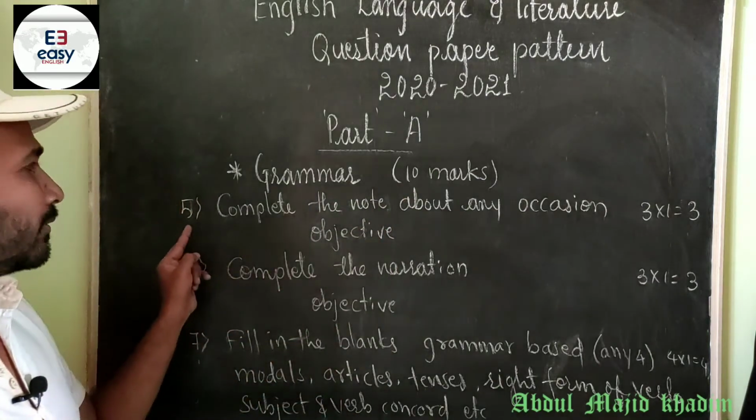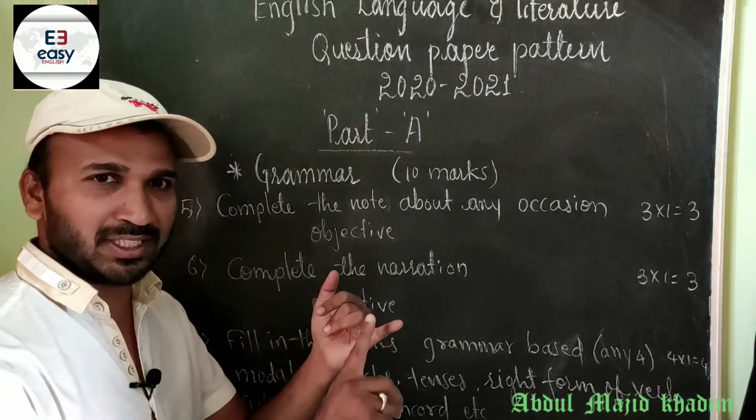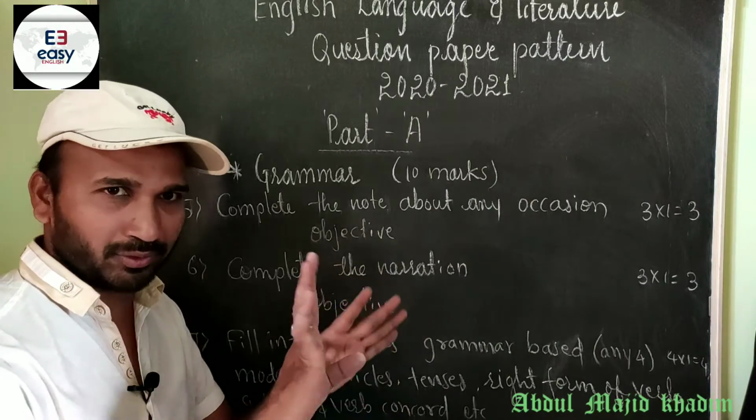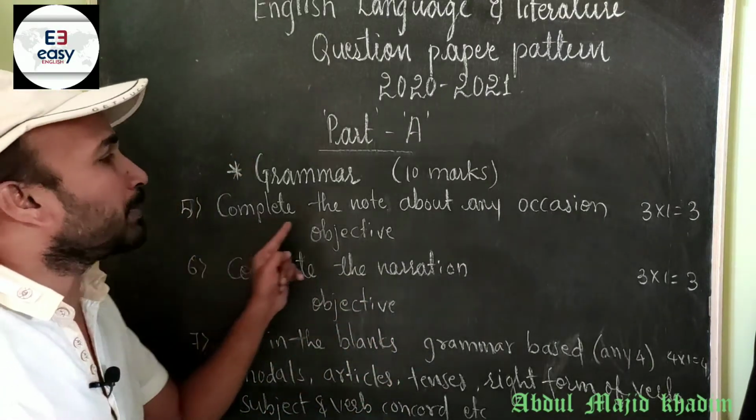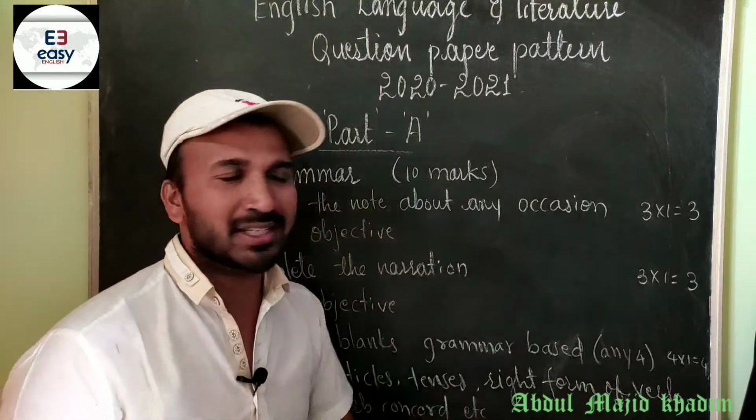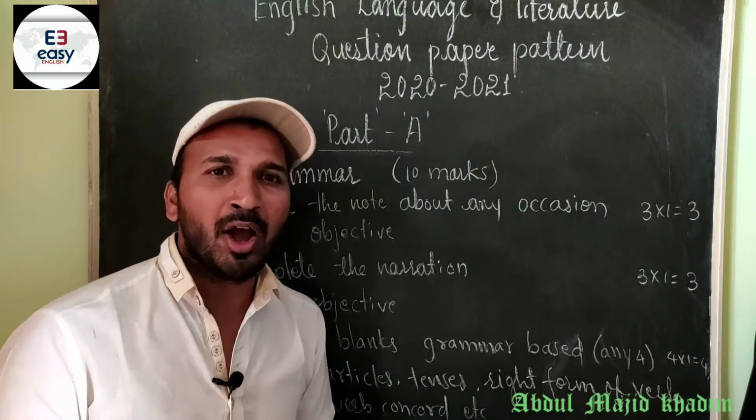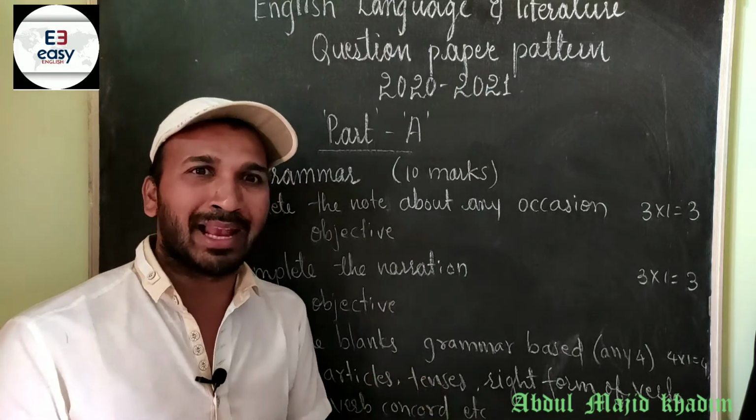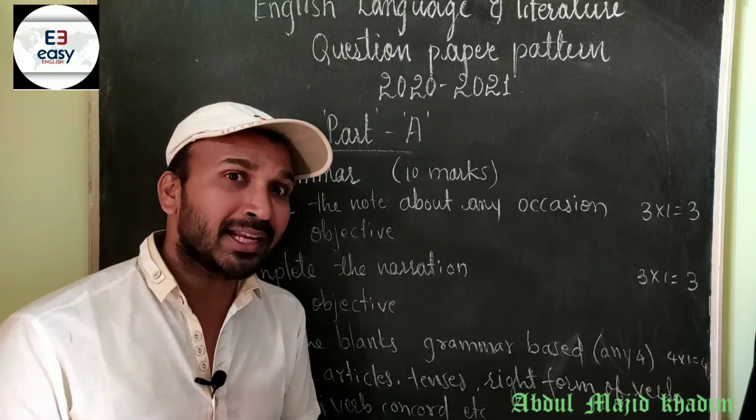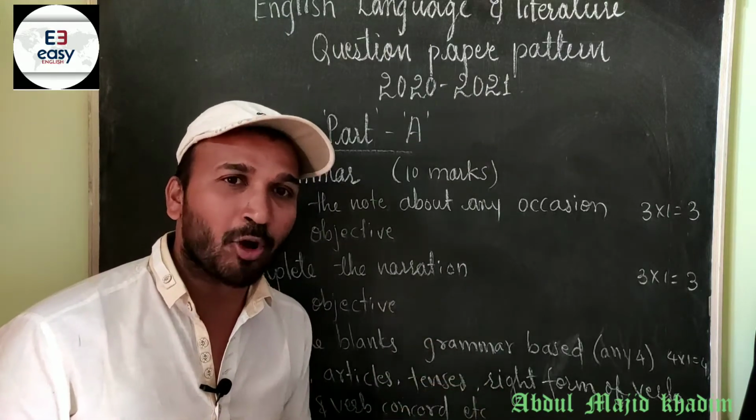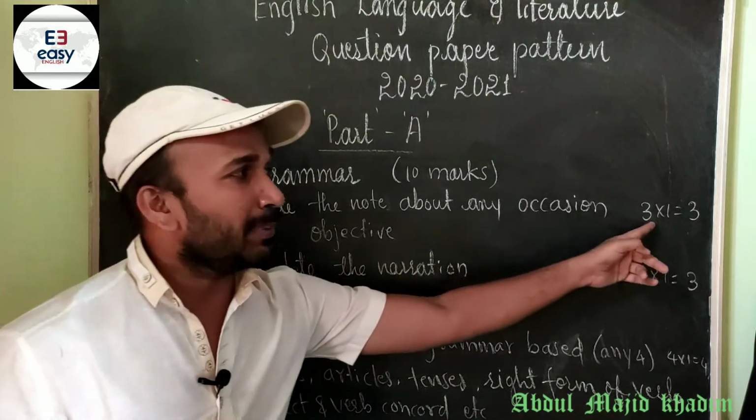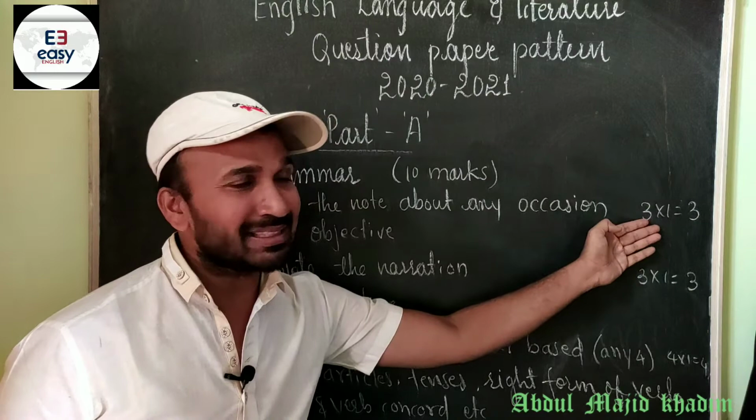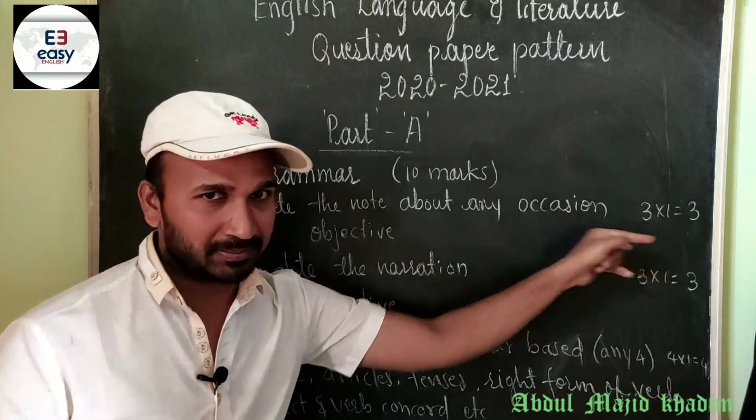Here question number 5 will start. We have already seen questions 1, 2, 3 and 4 and what type of questions they are. Now the 5th question: complete the note about any occasion. He will give an occasion, and on that occasion he will give some blanks. In those blanks you have to choose the appropriate option. Here also it is an objective type of question. There will be 3 blanks, and if you complete the 3 blanks you'll get 3 marks.